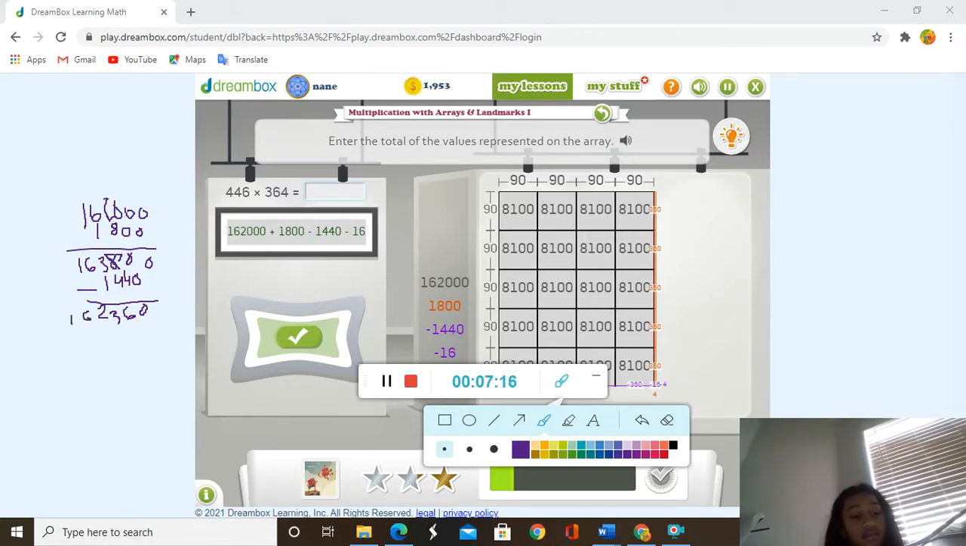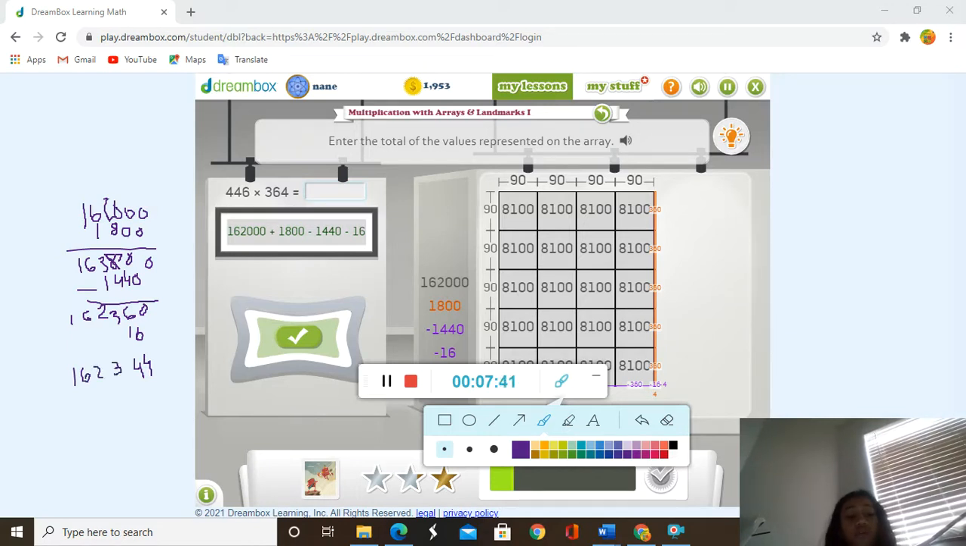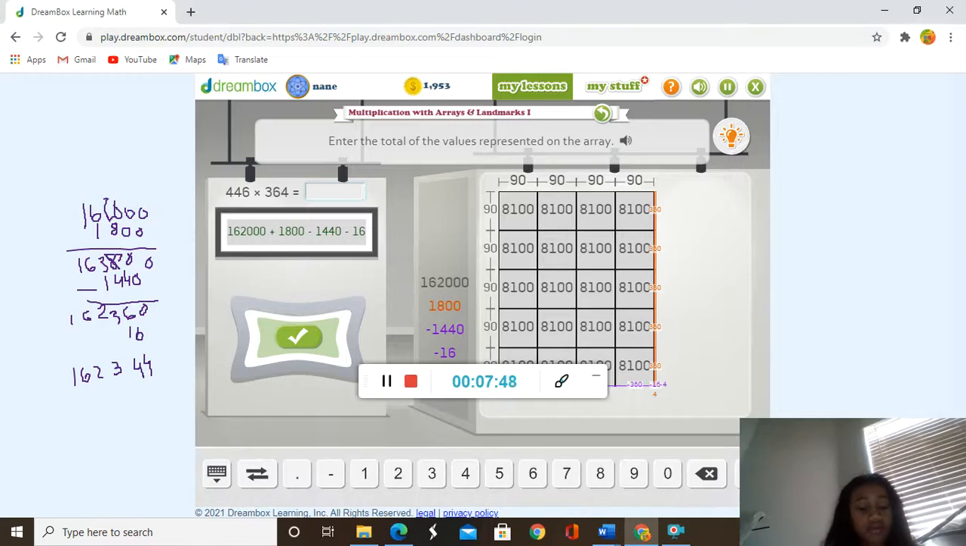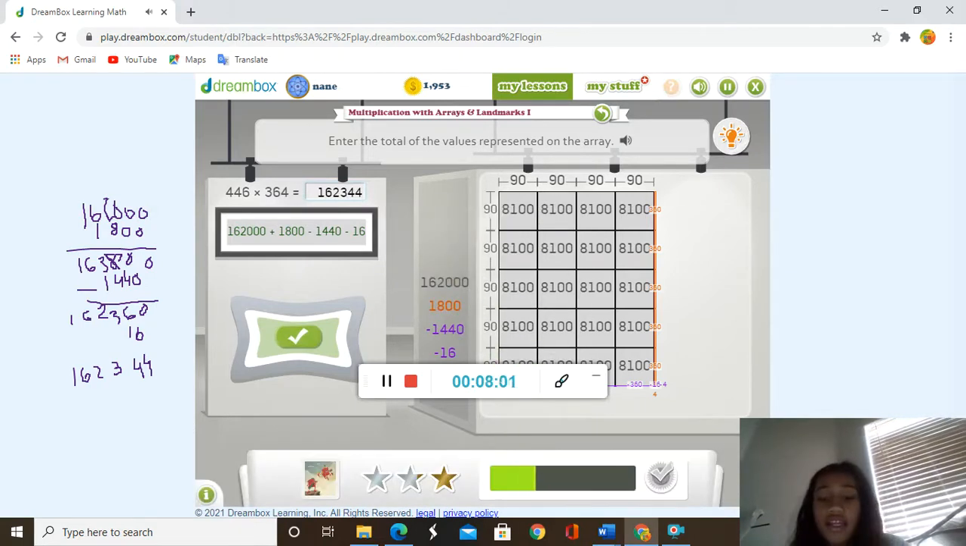And then 6 and then 1. So the minus 16. Okay, so we have 10 minus 6 equals 4. And then 5 minus 1 equals 4. And then our answer would be 162,344. And then we move on.